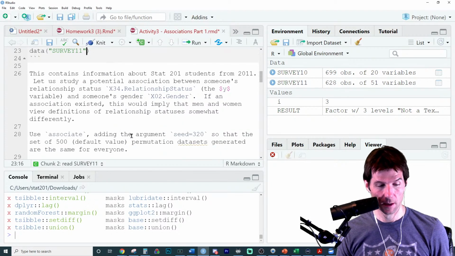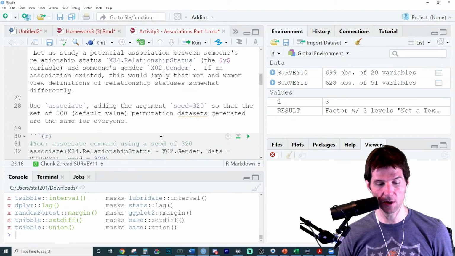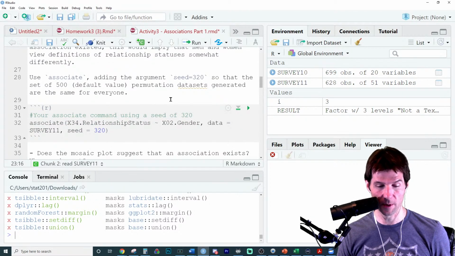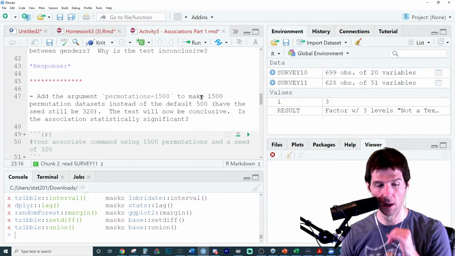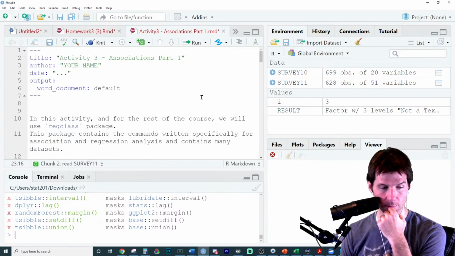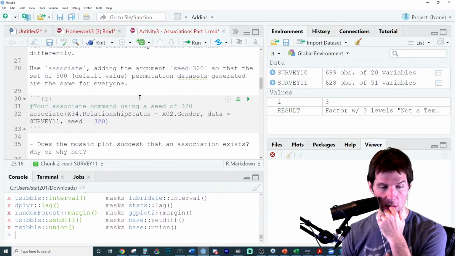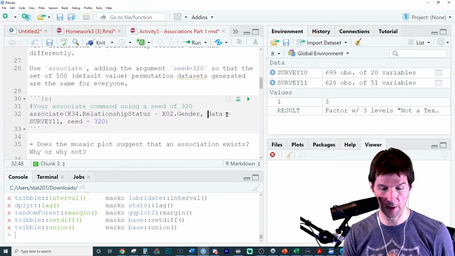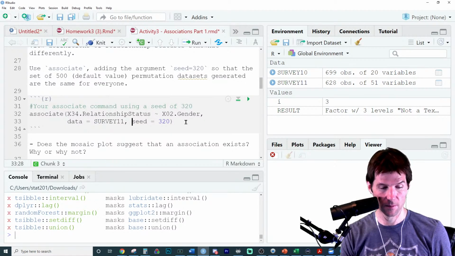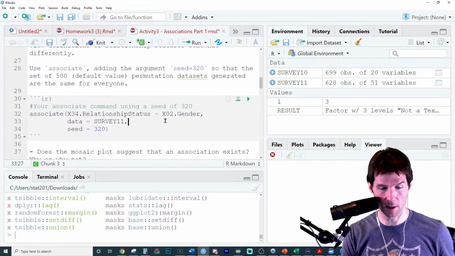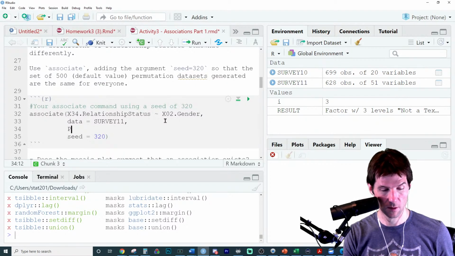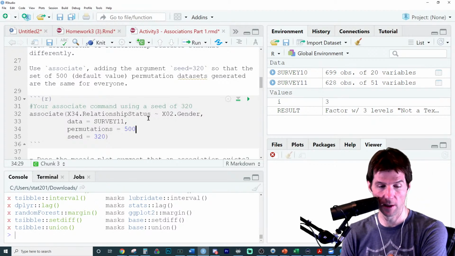There we go. Okay. This contains information about Stat 1 students, a bunch of variables. Using the associate function, adding the argument seed equals 320. I'm going to make this look all pretty right here. I think we got pretty much everything right here. There we go. So we got to go here to permutations. 500. This sets how many times we run the randomness right here.